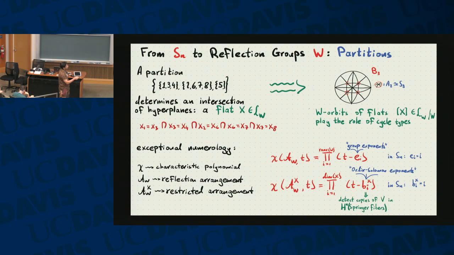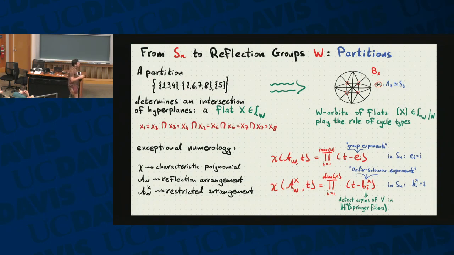Over there I cannot really see the red dot. Okay, so over there I have the type B3 arrangement intersected with a unit sphere. And all of these intersections are small flats. The 4 circles here are part of an orbit of this flat under B3, and this orbit is what I would naturally call a generalization of a cycle type or of an integer partition.